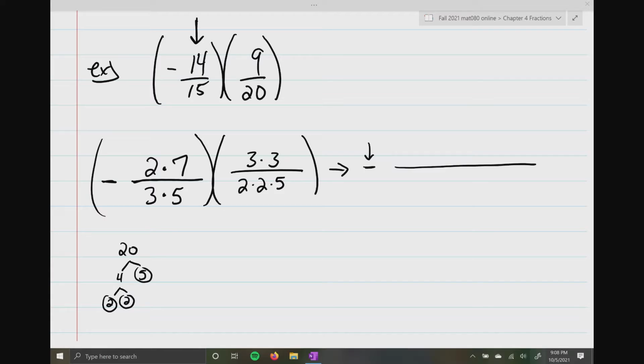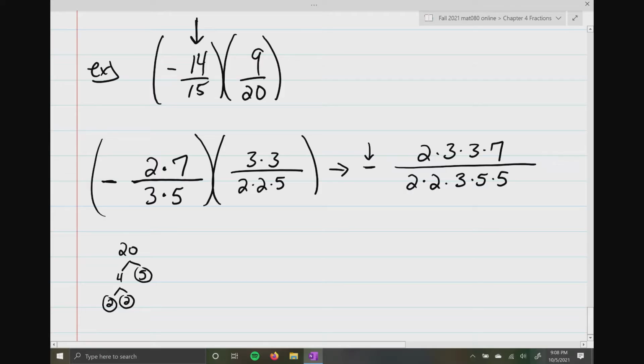So now let's write one big numerator in order. 2 times 3 times 3 times 7. And then one big denominator, remember, in order. 2 times 2 times 3 times 5 times 5. Okay? Get out the highlighter.